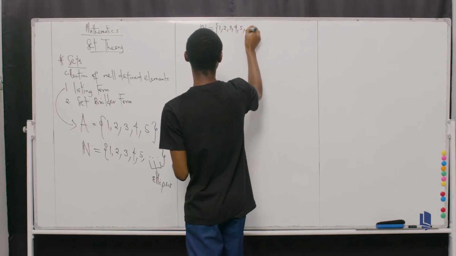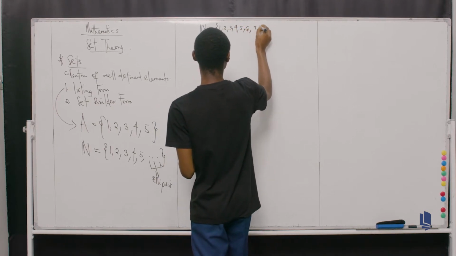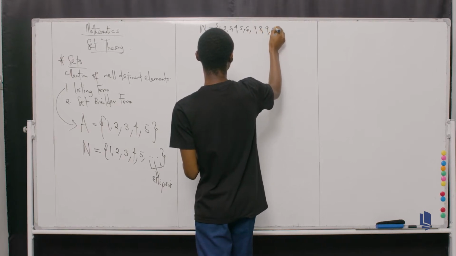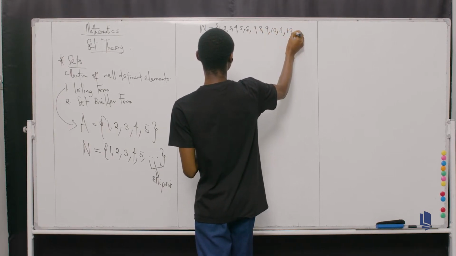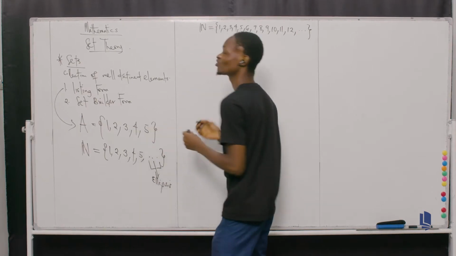So after 5, I expect to have 6. I expect to have 7. I expect to have 8. I expect to have 9. I expect to have 10, 11, 12, and so on and so forth.